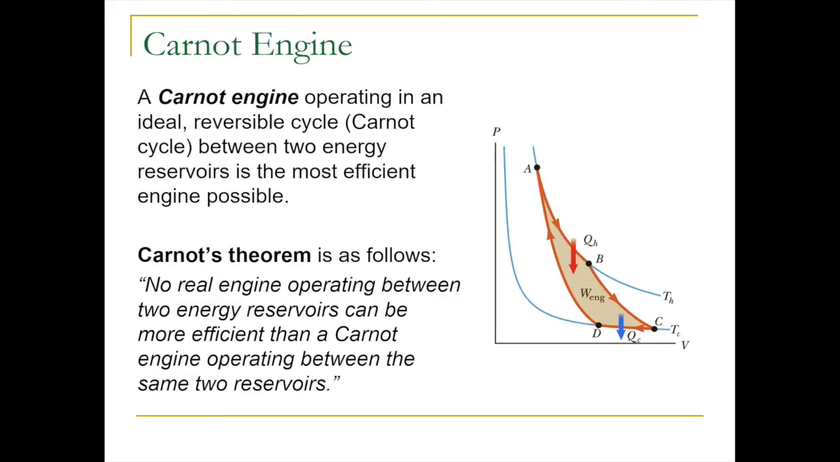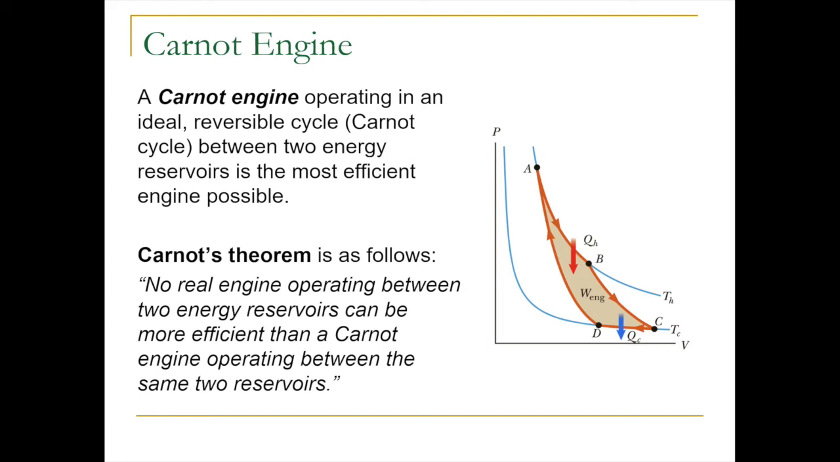When we discuss the efficiency of engines, we always like to compare them to a Carnot engine, which is an idealized reversible cycle between two energy reservoirs and the most efficient engine possible. So there are no losses of energy. It is a reversible cycle, which is, as I've explained through the second law of thermodynamics, an impossible feat at this point.